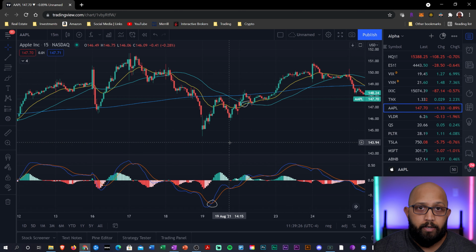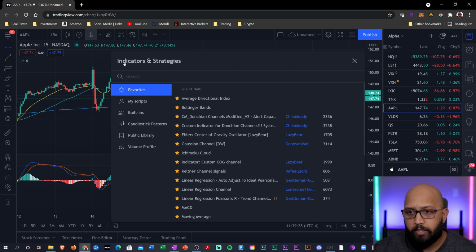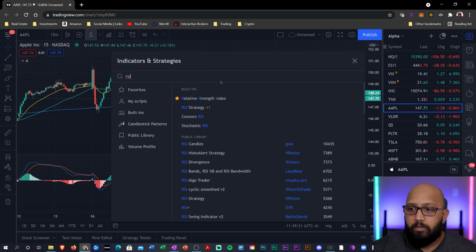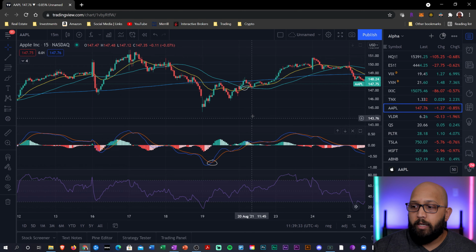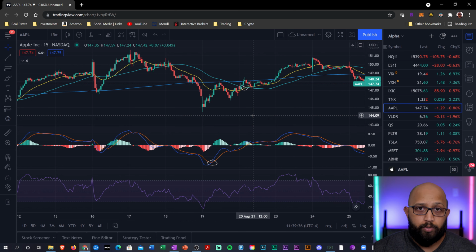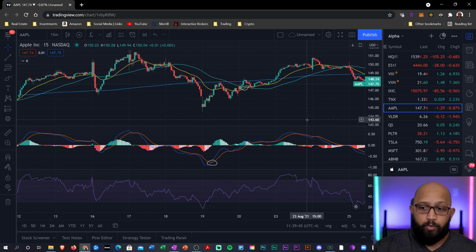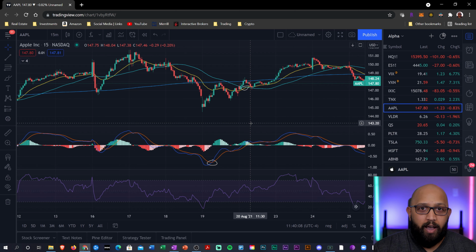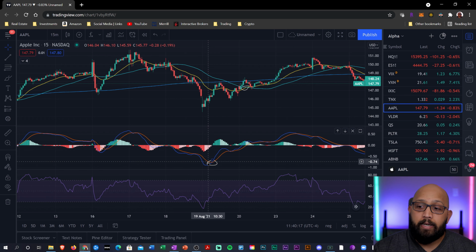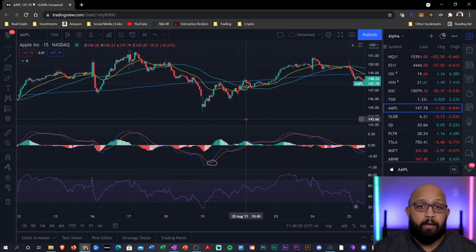Now let's add another indicator, the RSI, the Relative Strength Index. So what does this tell us? The Relative Strength Index tells us when a stock is overbought or oversold at a given time. So whenever it's above this line here, above 70, it's overbought. Whenever it's below 30, or around 30, it's oversold. You want to buy low and sell high, right? So when a stock is oversold, you want to buy it because you're probably getting a good deal.